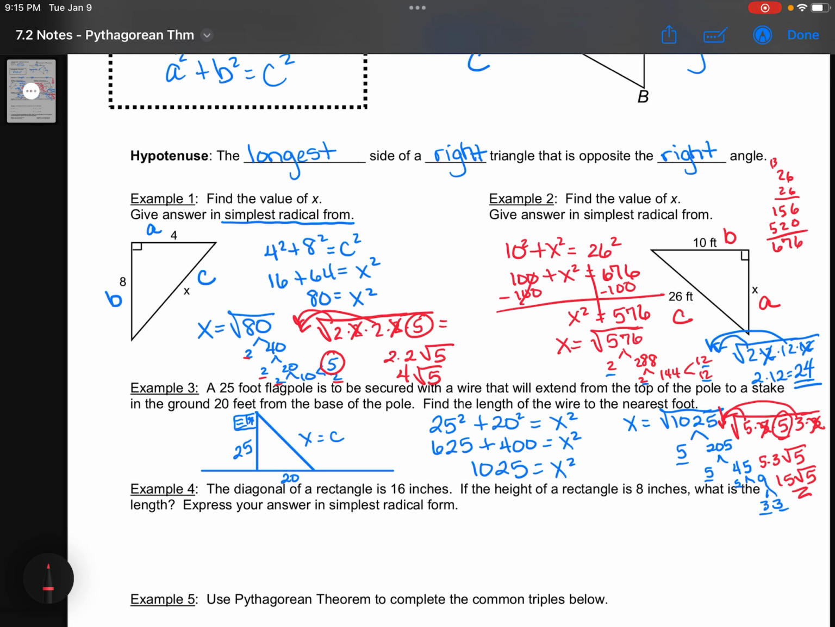Oh, and then of course it said find it to the nearest foot, which means I should have a decimal. And here I am without my calculator, but that's okay. We can figure this out. It is 32 point.